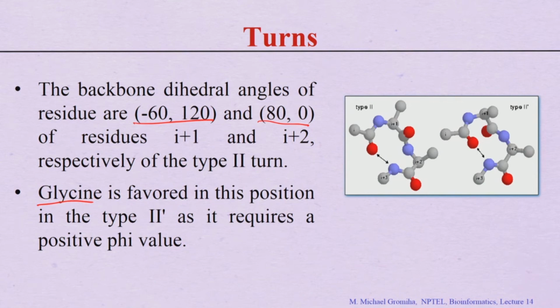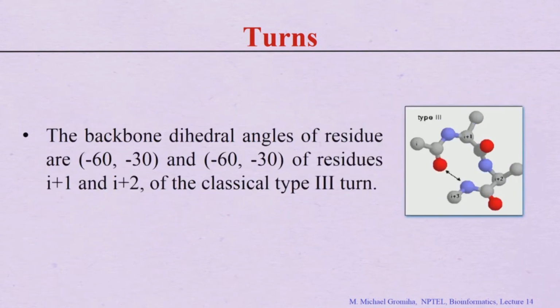Here you can see the difference: the atoms change the directions of the oxygens. So, this is called type 2 and type 2 prime, with negative and positive dihedrals. Glycine is frequently occurring in type 2 turns. Another turn is called type 3. It is not a commonly occurring turn, but here you can see the backbone dihedral angles are minus 60, minus 30 and minus 60, minus 30 for i plus 1 and i plus 2 in class 3 turns. So, we discussed different types of secondary structures.